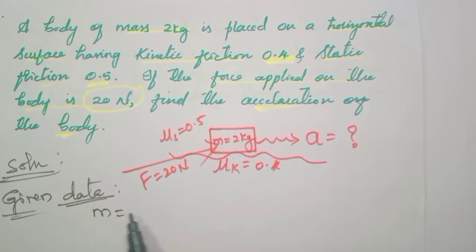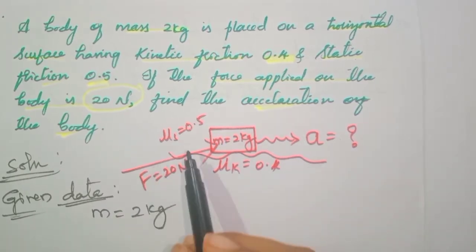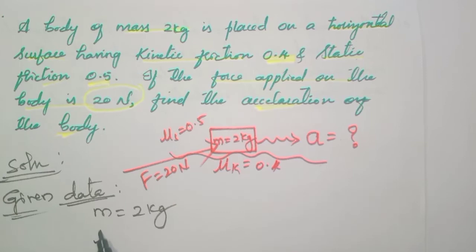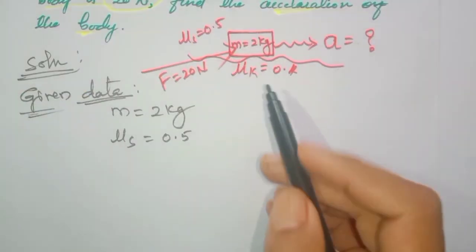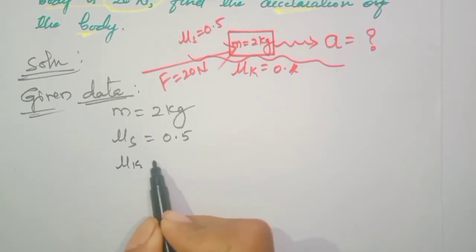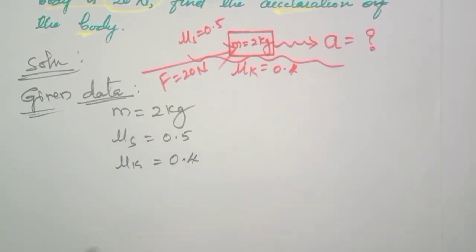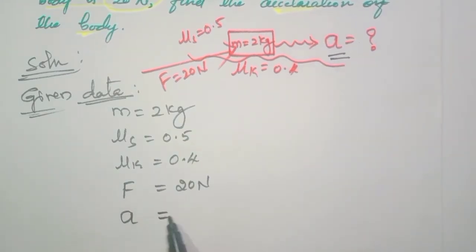Mass is equal to 2 kg, and the coefficient of static friction they had given is mu s equal to 0.5, and the coefficient of kinetic friction is mu k equal to 0.4. Also, the applied force, capital F, is equal to 20 Newton. Then what do you need to calculate? You have to calculate the acceleration. So let me write acceleration A is equal to question mark.